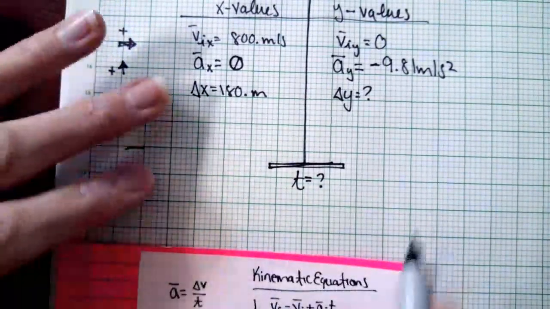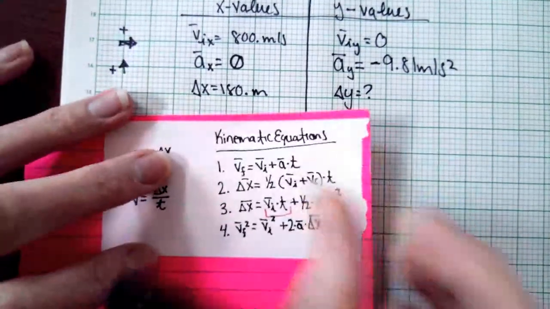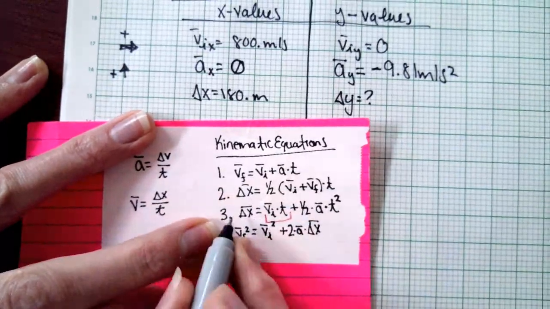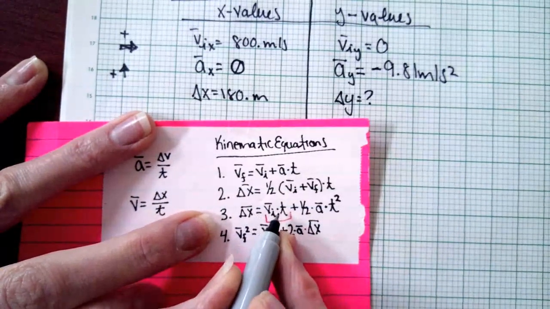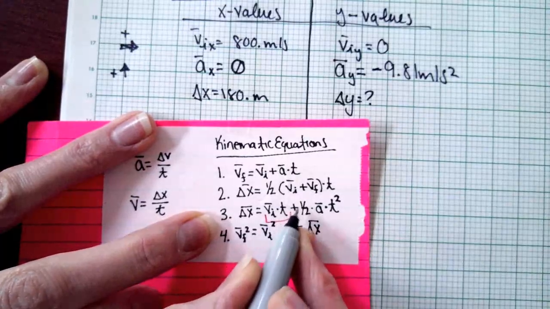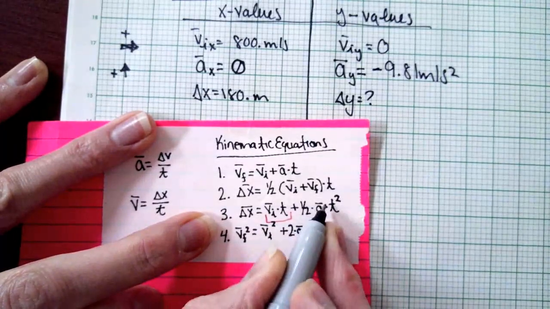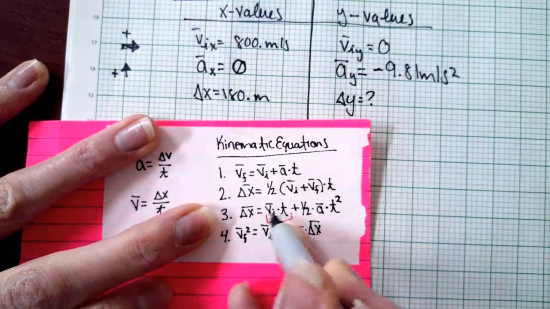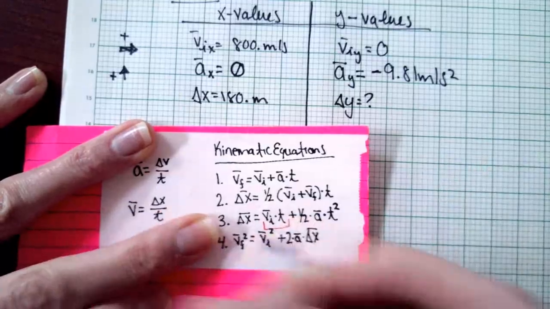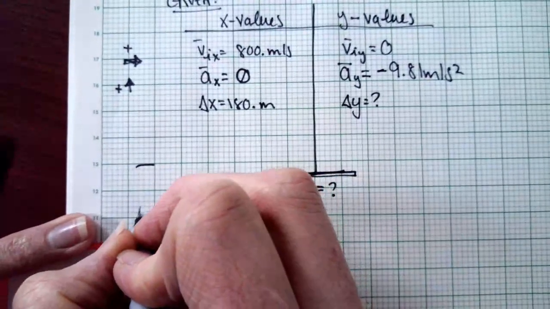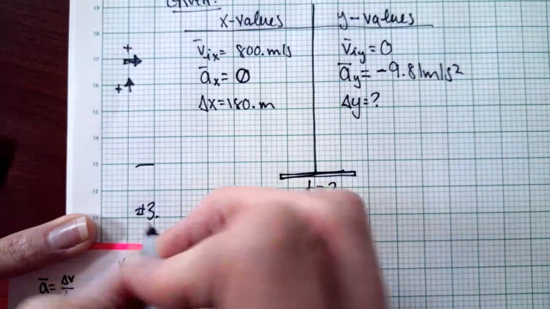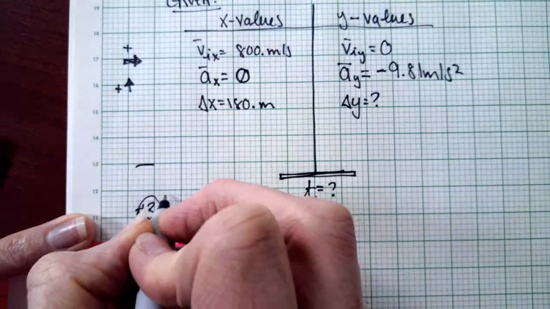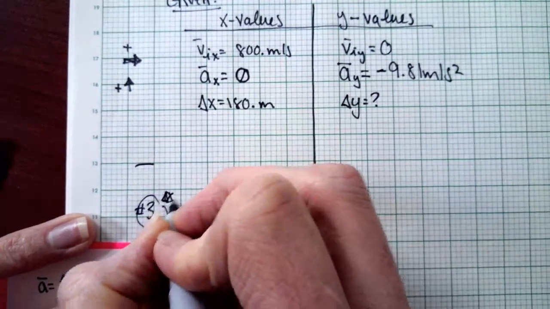Okay, so I'm going to look at my equations here and see which one of them can help me find time. I don't have v final, so I can't use that one. Don't have v final. V initial times time plus 1/2 times acceleration. Well, acceleration is 0, so that falls off. So I don't actually have to use a quadratic, thank goodness. And I can say my delta x is equal to this, so that looks perfect. So I'm going to use equation number 3 here in the x. I'm going to rewrite that.